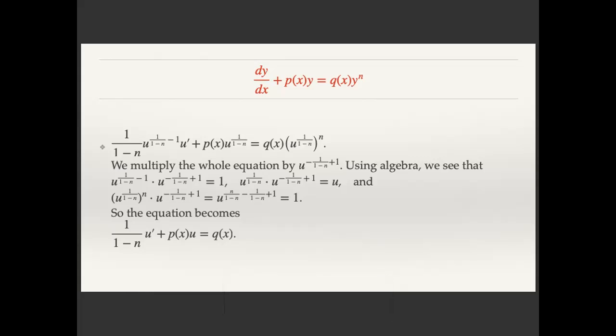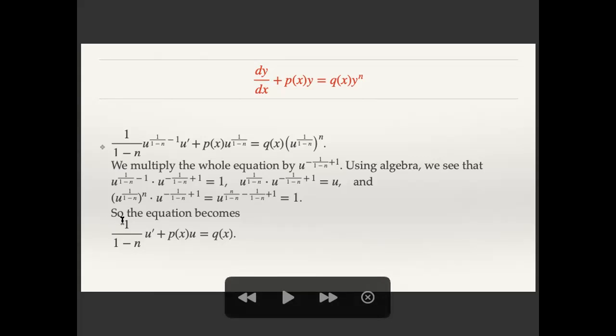Any question up to here? In any case, you can refer back to the slides later. I think the proof is written explicitly enough. And so what do we get after we perform all these operations? We get 1 over 1 minus n u prime. As I said, the power of u here cancels, plus p of x times u. So the second power of u does not cancel. Instead, it becomes u, equal to q of x. So the third power of u again cancels.